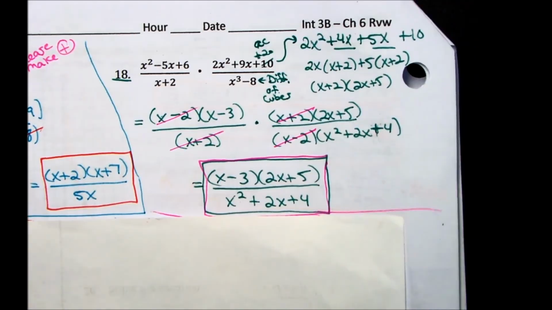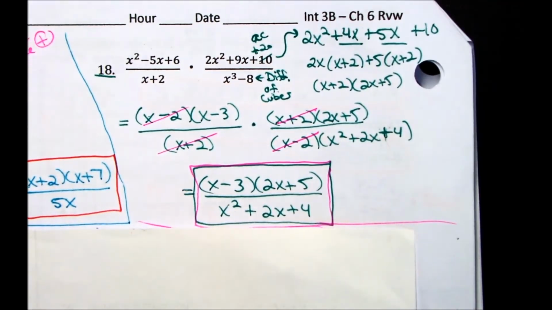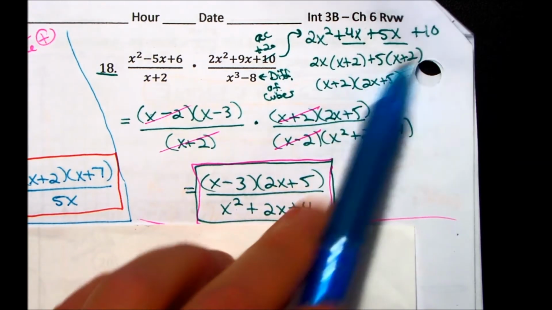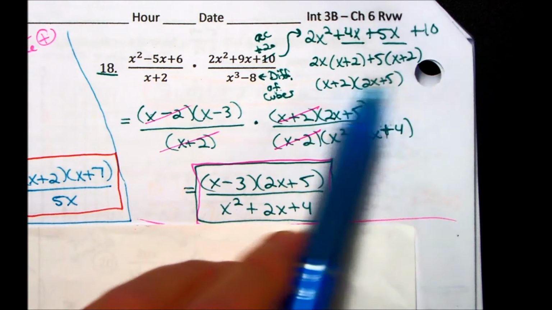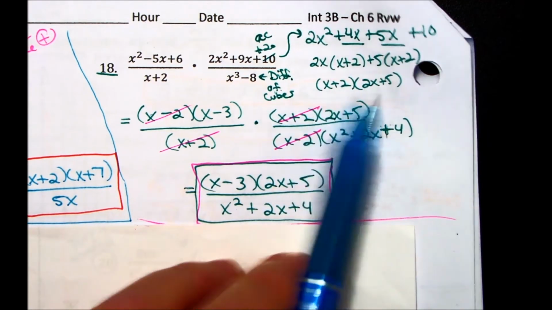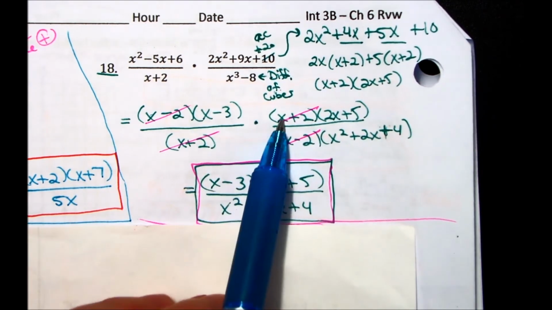And then I'm going to factor by grouping. So factor out a 2x, which gives you x plus 2. Factor out a 5, which also gives you x plus 2. Factor out the x plus 2, and then put the 2x plus 5 together. So those are the factors of that numerator.